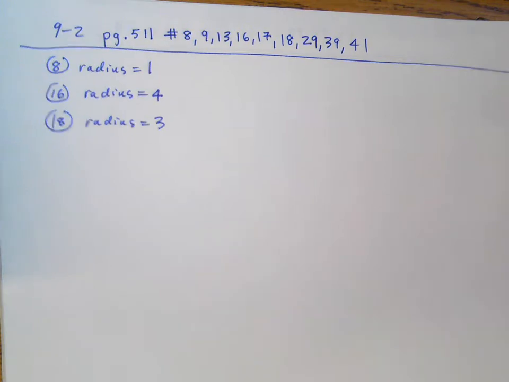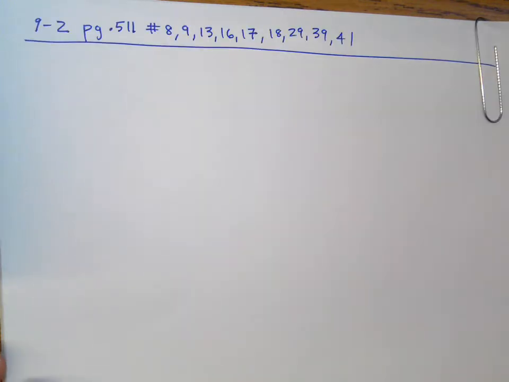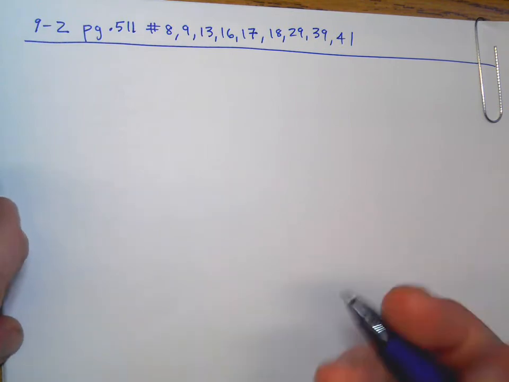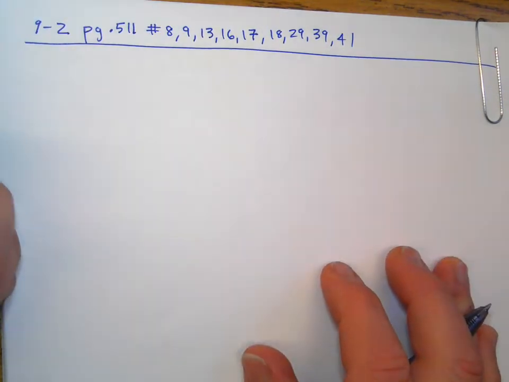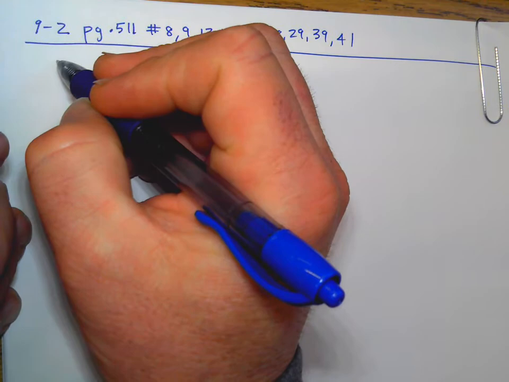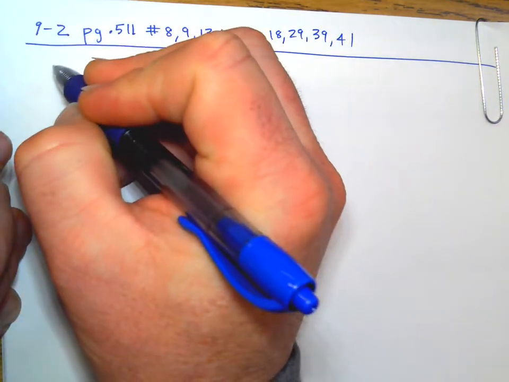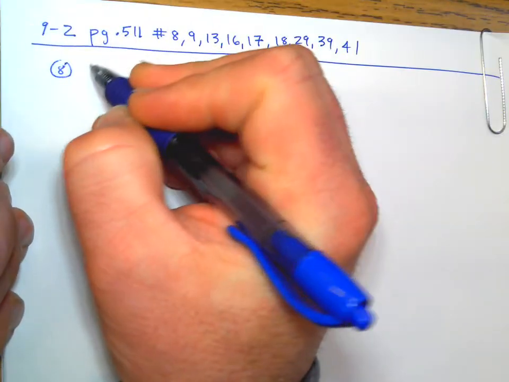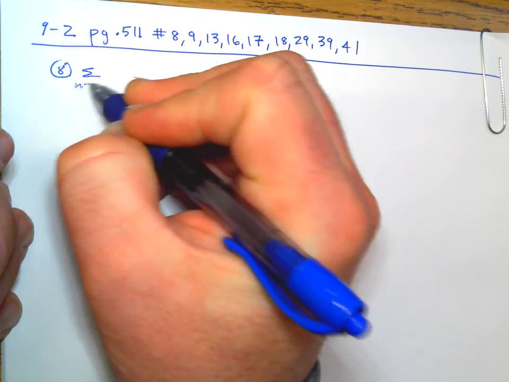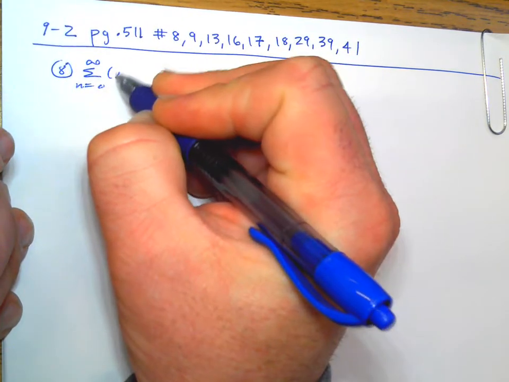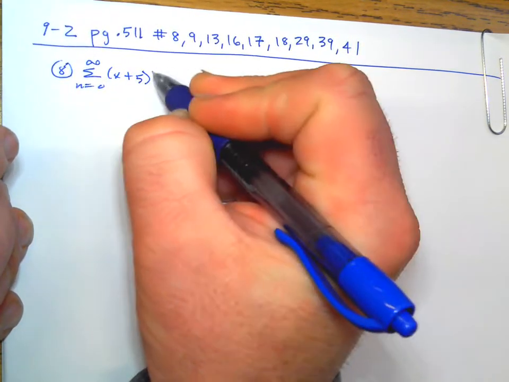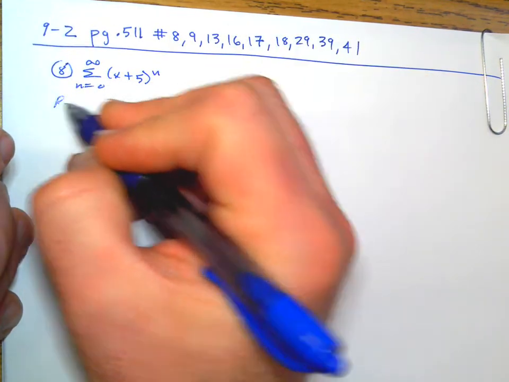Okay, assuming you've checked them, let's try these problems out. So this is really just more of the same kind of problems that we did for section 9.1. On these first ones, we're looking for the radius of convergence. So we're going to write the problem down. These are all power series, so we have to start with the ratio test.